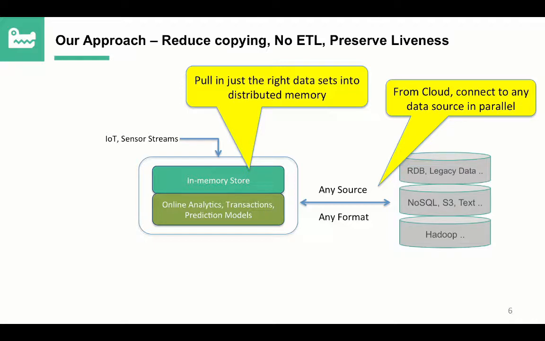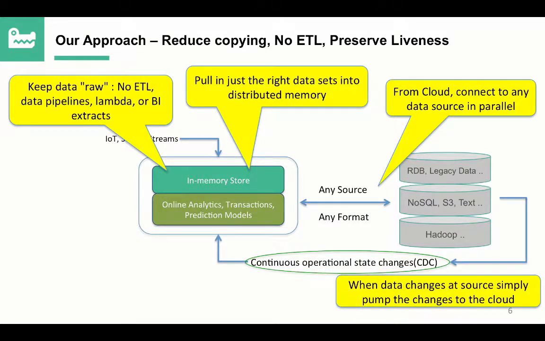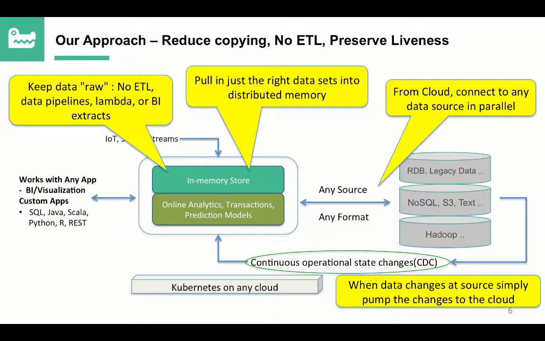And of course, we can even retain the data in S3, for instance, that we pulled in. And the most important thing here is that you can literally retain the data in raw form. Of course, you might be enriching it, but the point is that you don't have to generate cubes and aggregations, go through a complex pipeline, use Lambda or even BI extracts, because the data can be served at pretty amazing speeds. And finally, if the data does in fact change in the operational stores, you can rely on change data capture mechanisms, so that as the data changes, it can be pumped directly into the cloud. And we deliver this multi-cloud strategy through Kubernetes. We'll get into it as we demo it.